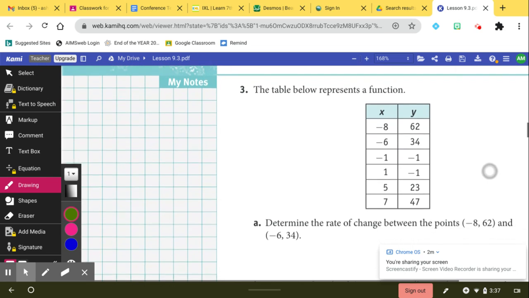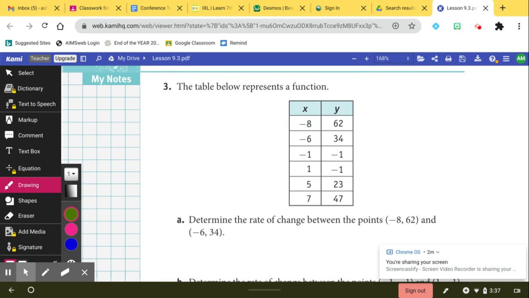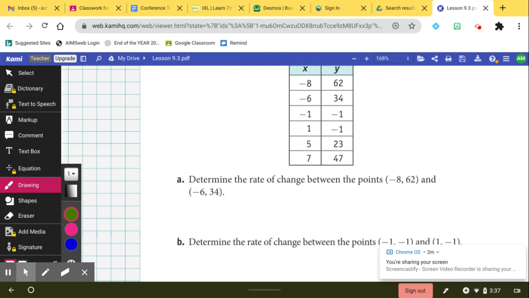So let's look at that. It says the table below represents a function, so each input goes to exactly one output. Then it says determine the rate of change between the points (-8, 62) and (-6, 34). My rate of change is my slope, which is my change in y, 62 minus 34, over my change in x, which is -8 minus -6. That means my change in y is 28 over -2, which is -14. So the rate of change between those 2 points is -14.